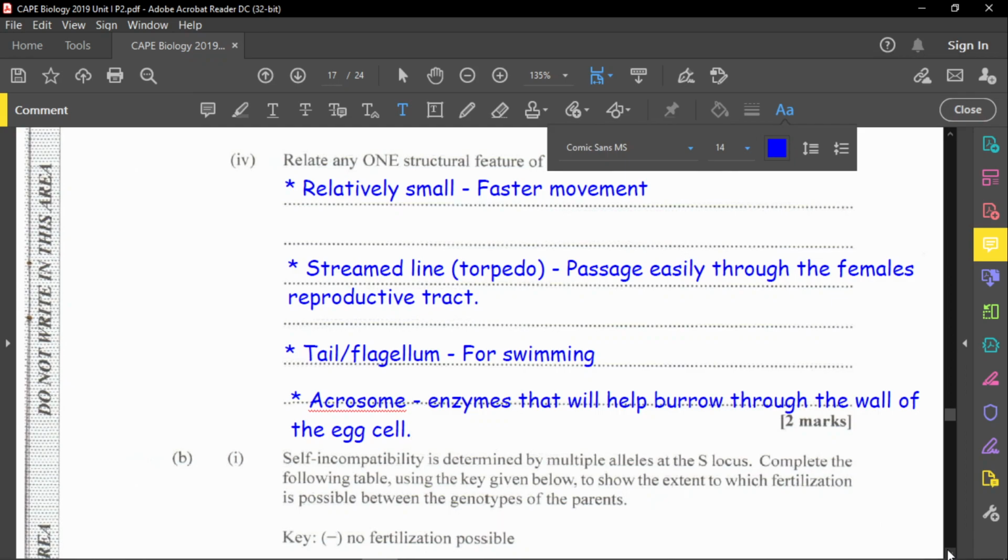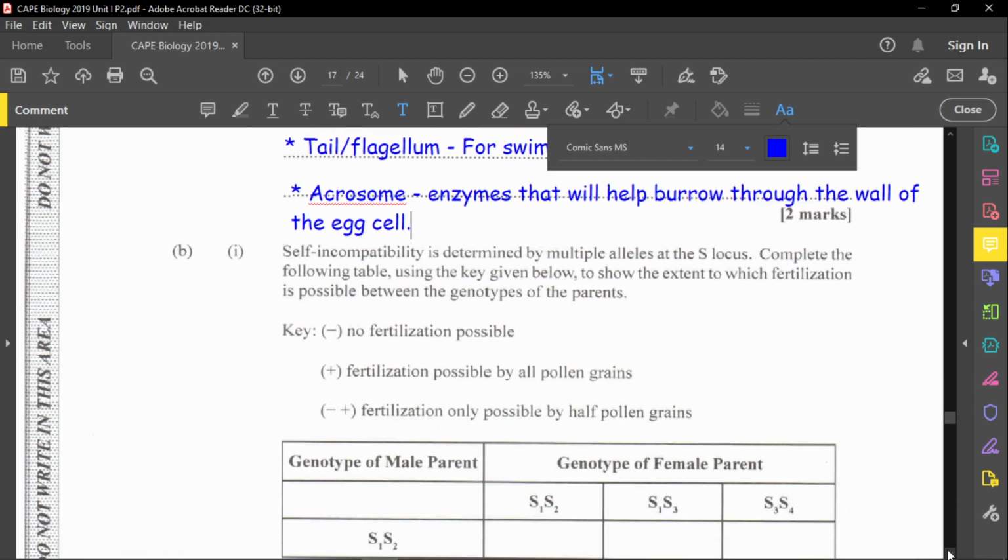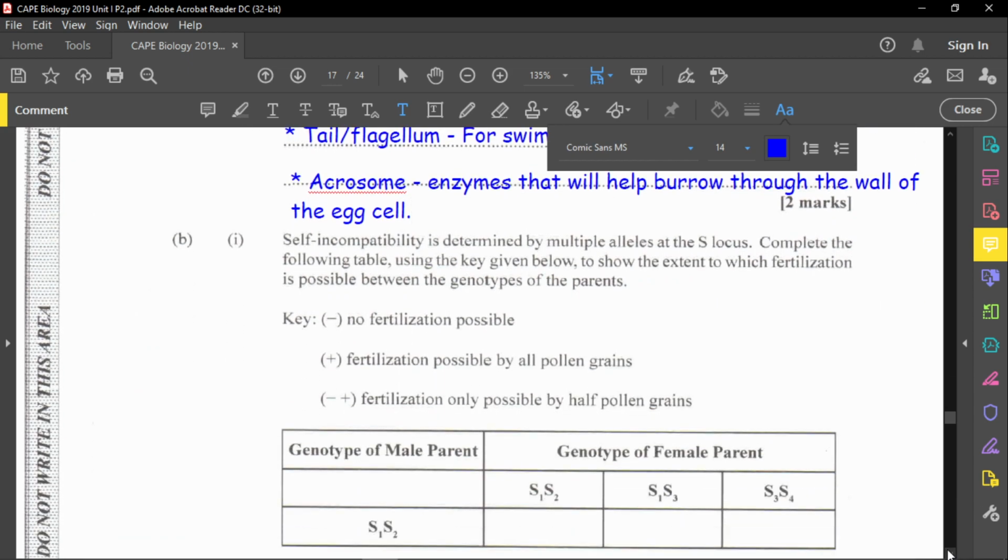That's 2 marks. All right, so this one now, part B of 1, says: self-incompatibility is determined by multiple alleles at the S locus. Complete the following table using the key given below to show the extent to which fertilization is possible between the genotypes of the parents.